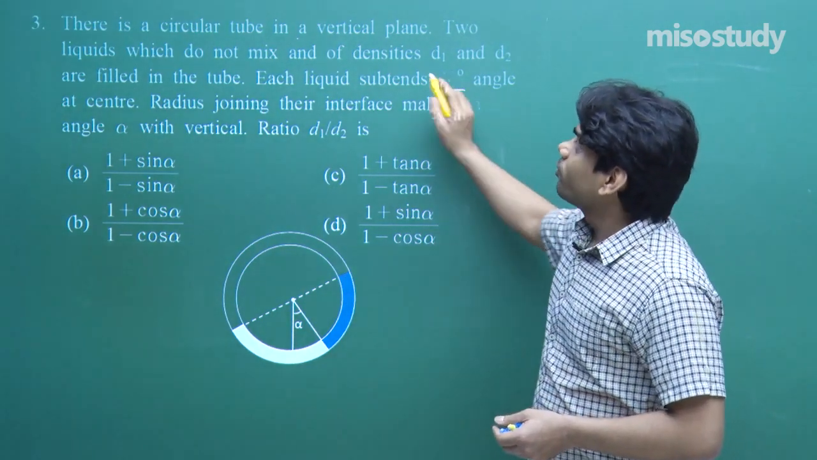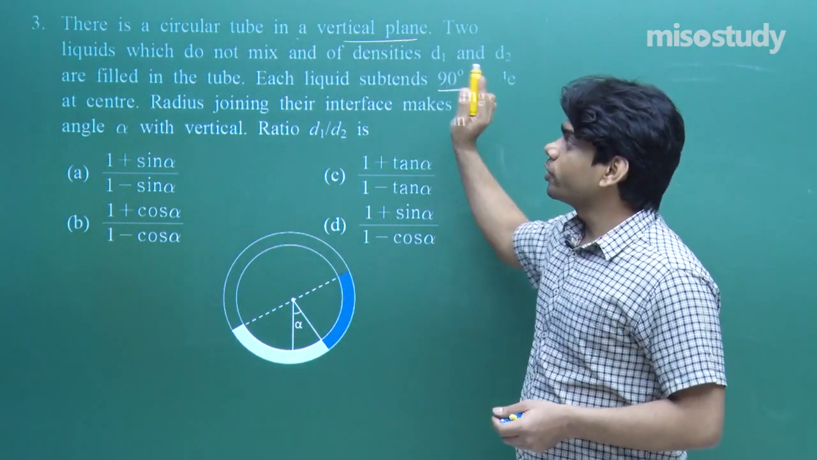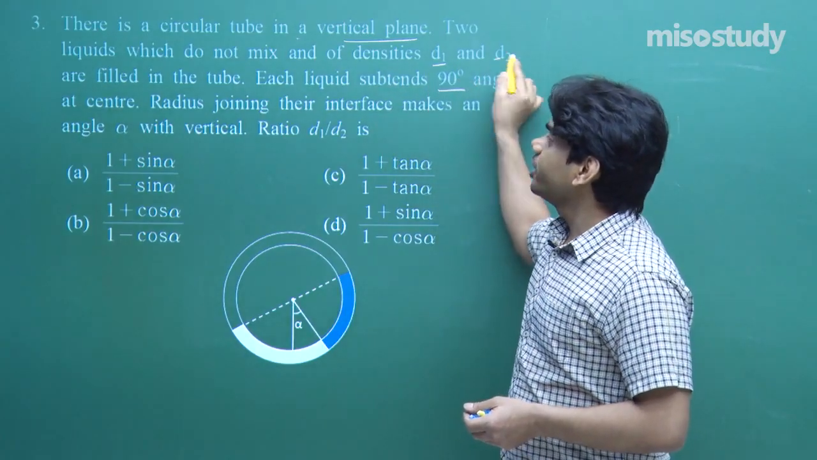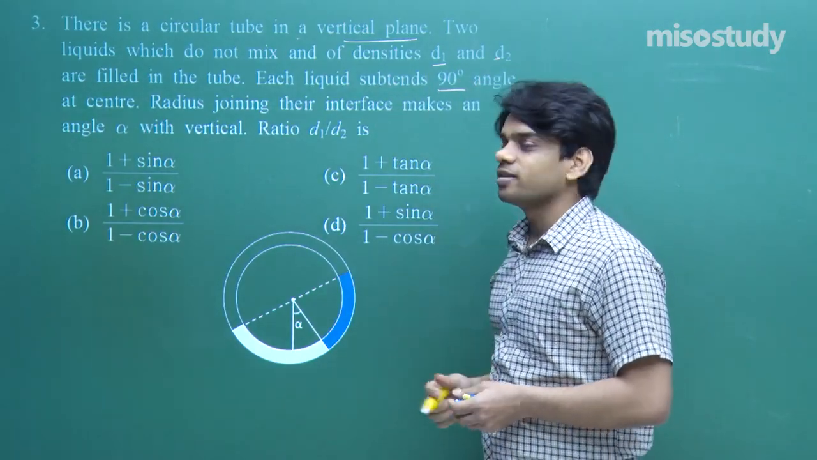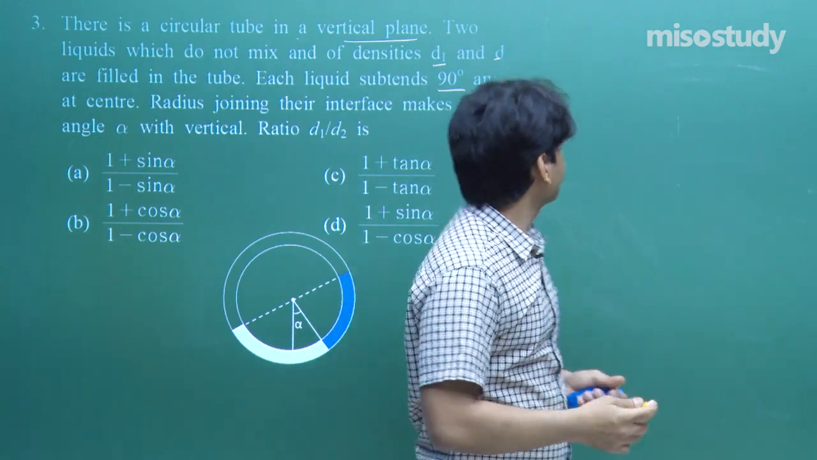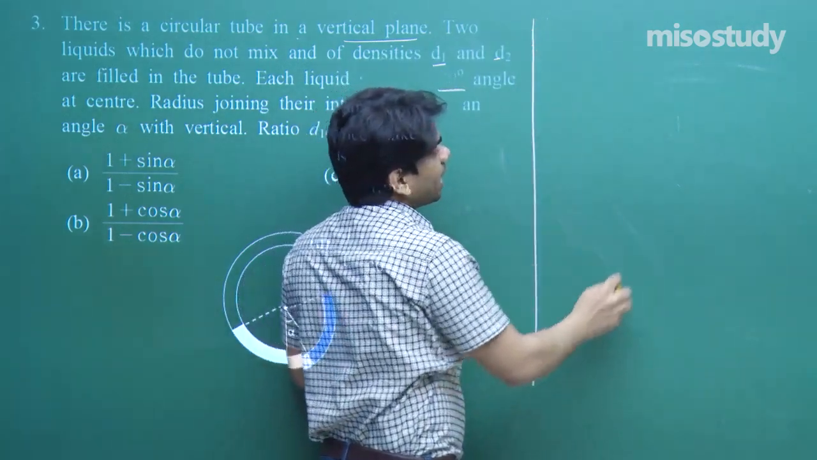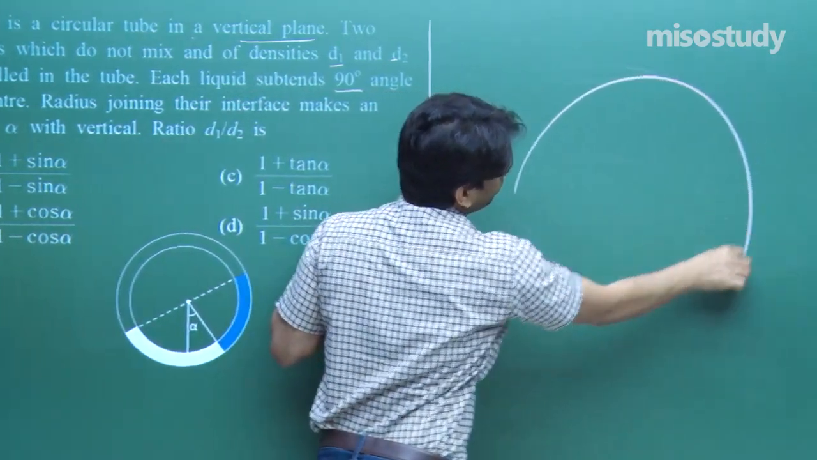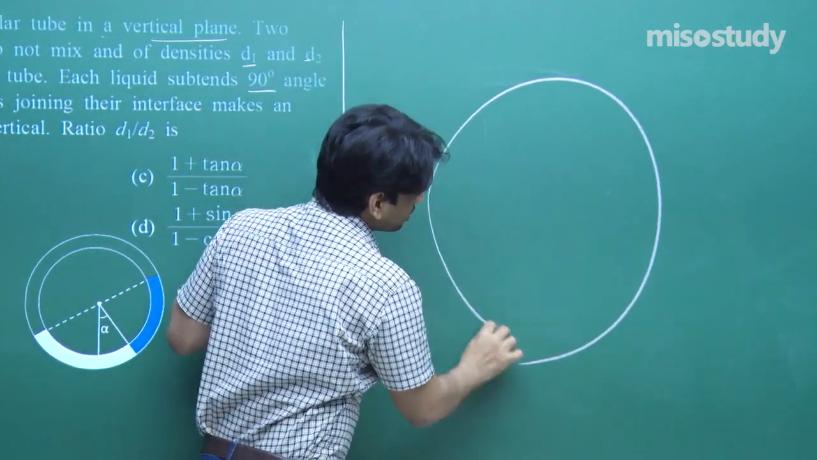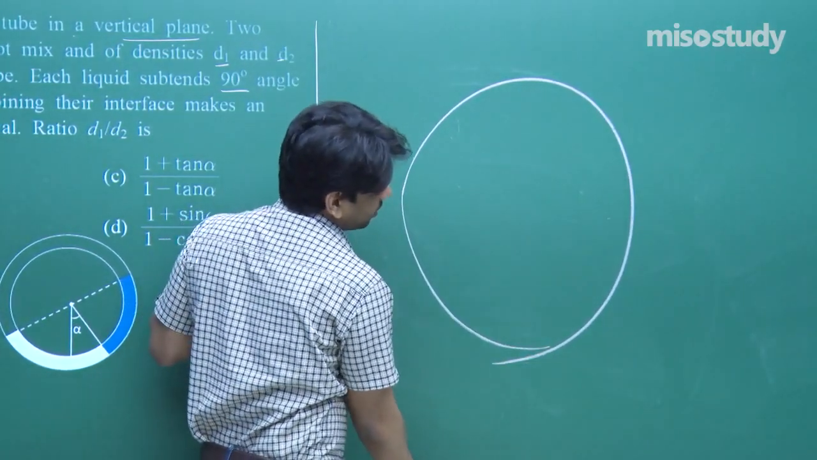There is a circular tube in a vertical plane. Two liquids do not mix and of densities D1 and D2 are filled in the tube. Each liquid subtends 90 degrees. Now let's go ahead and do it here. Let me show you the entire scenario. This is the tube and I am drawing a larger cross section for your better and clear understanding.